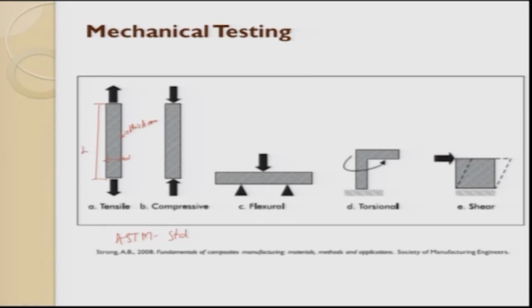Compression is, it is a schematic diagram, the sample size will be less. Again here there is a ratio of W, L and T. We generally try to avoid compression. We do a flexural test, which is called a 3-point bend test.